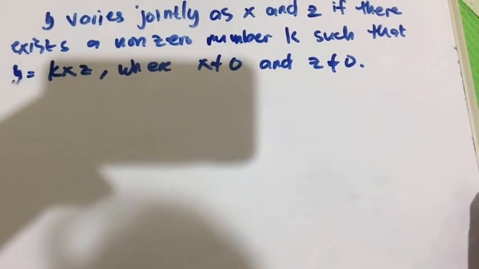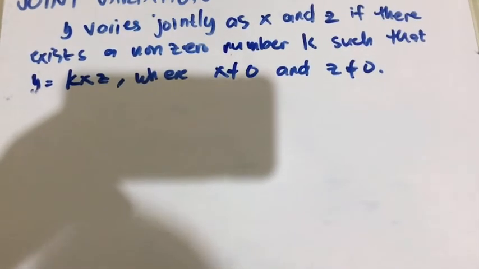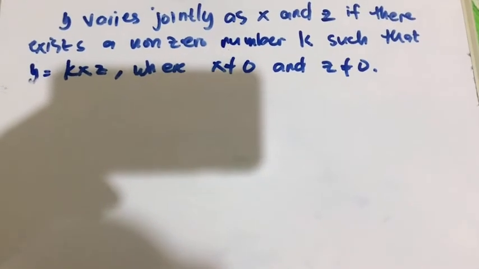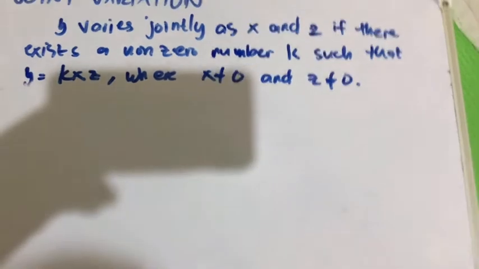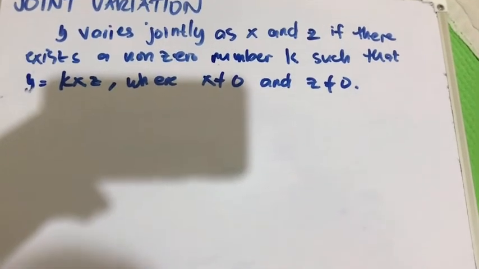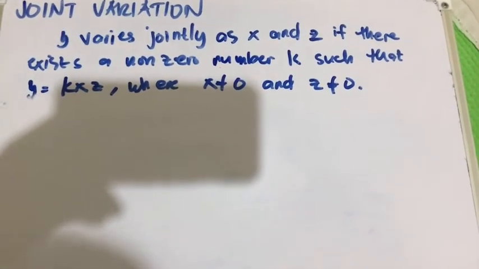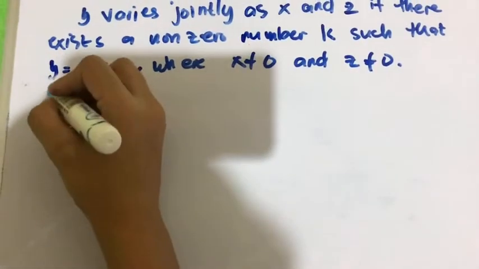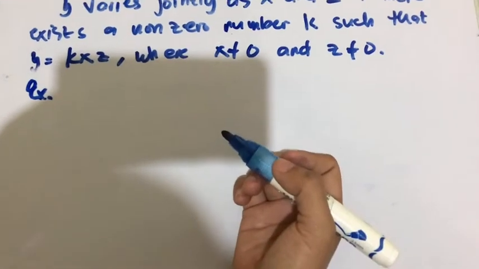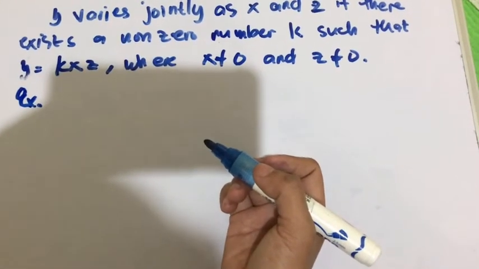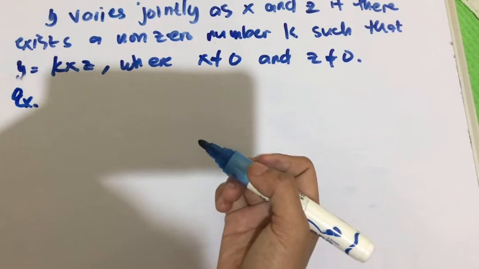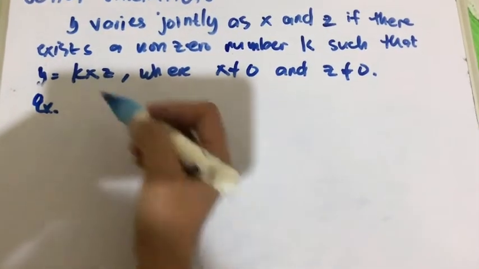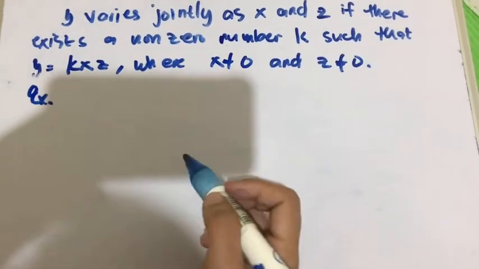So, I will be showing you an example. With the background knowledge from direct and inverse variation, joint variation should be easy. Suppose that y varies jointly as x and z. So when y varies jointly, remember that y is equal to k times x times z.